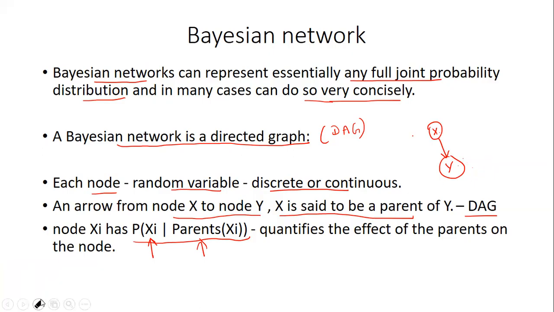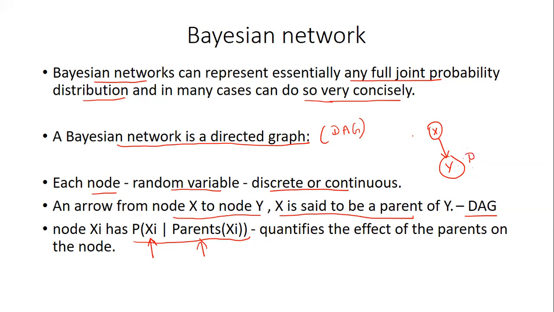So basically every node will represent the probability of occurrence of that particular random variable given that its parent has occurred. So let us assume this is x.